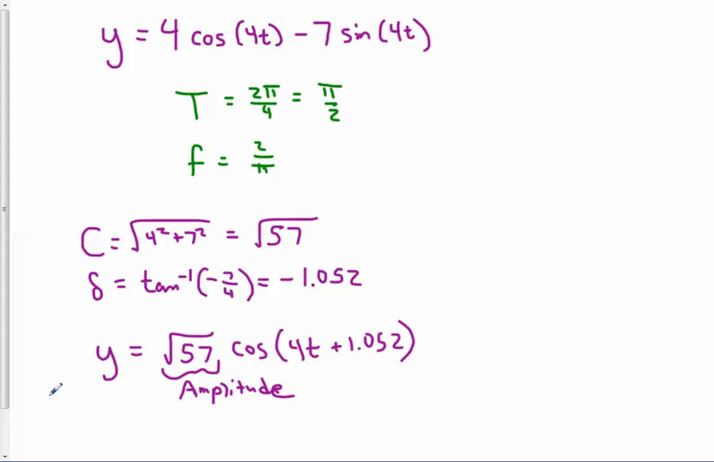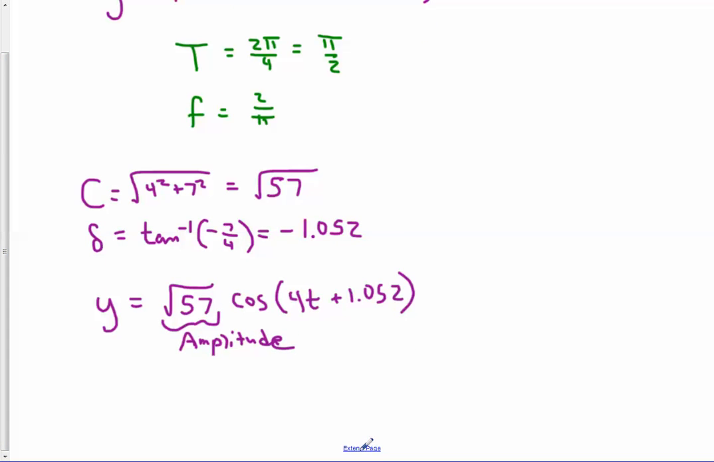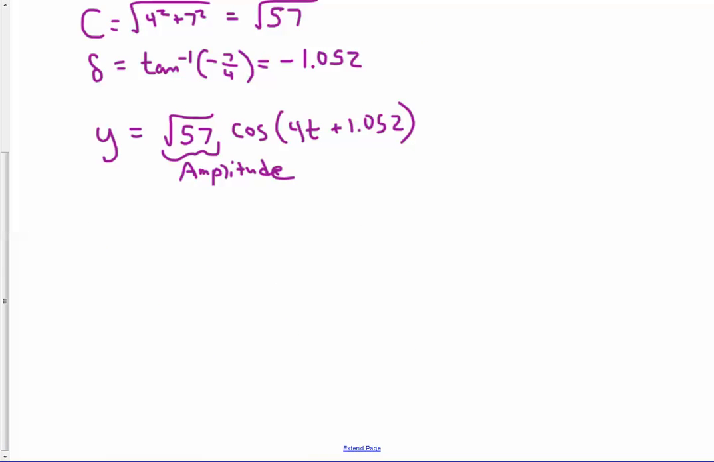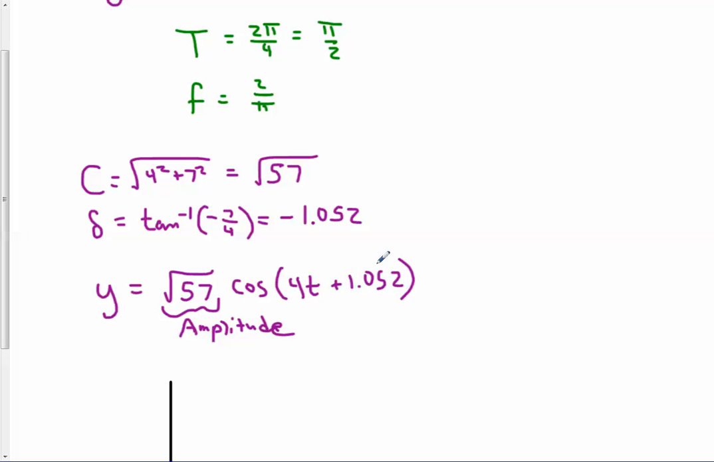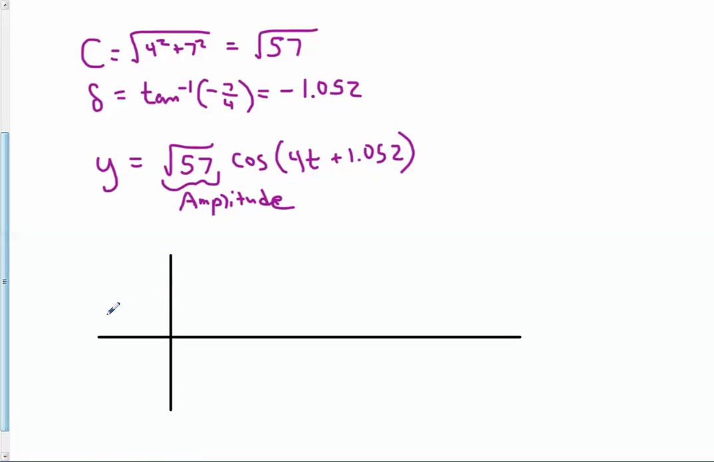And we can draw a quick sketch on our own without the need to graph on a calculator. By the way, just to make this a little bit easier, since I changed my delta to decimal, let me also convert my period to decimal as well. That would be 1.571. Let me just rewrite that here: T equals 1.571.